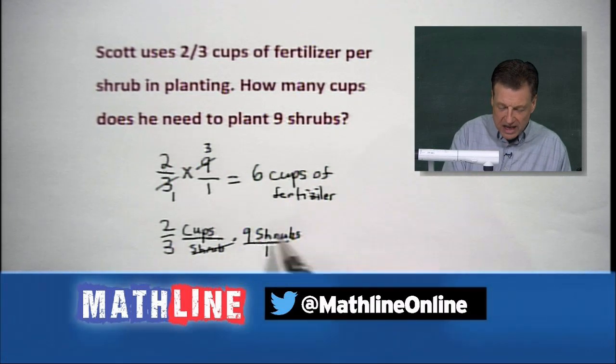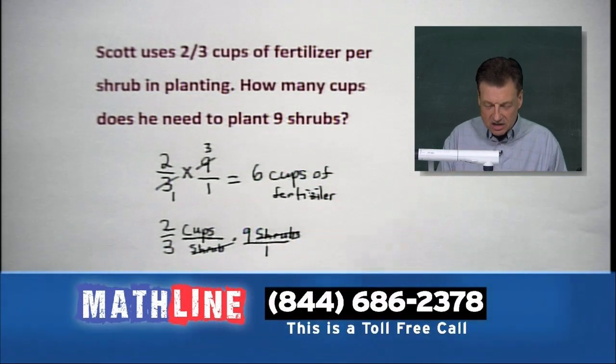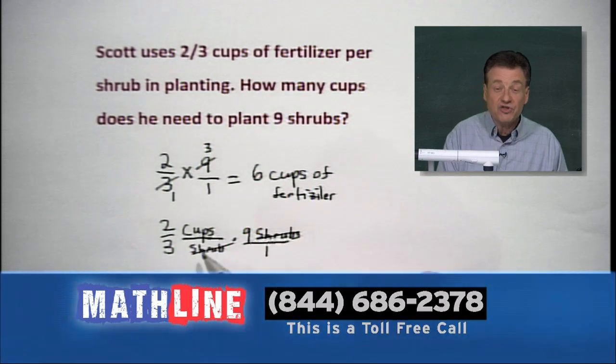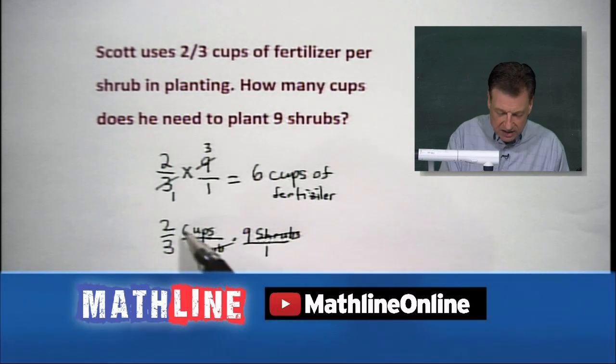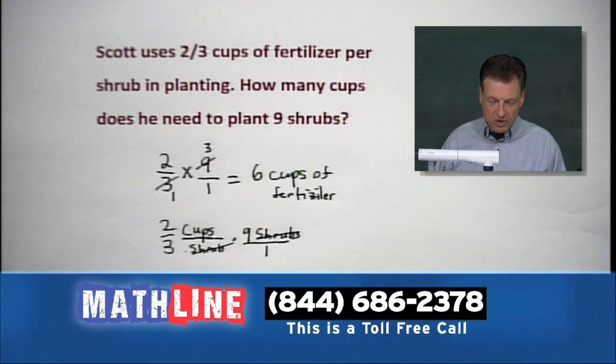The shrubs are going to cancel out, okay? So that's what's going on. We're saying 2/3 cup per shrub, or you could say 2 cups for 3 shrubs. Does that make sense? Wow, that would work, wouldn't it? It's going to take 2 cups to do 3 shrubs the way we're doing that.